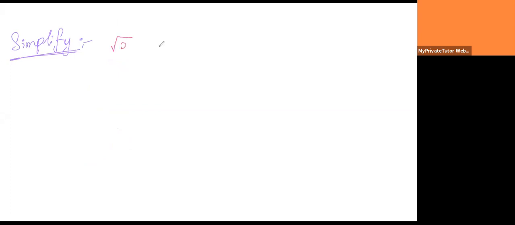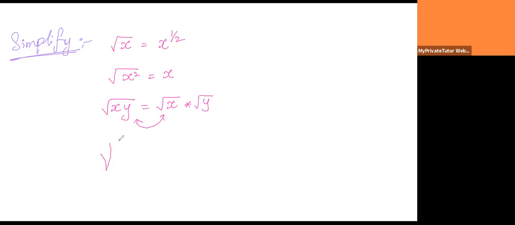So as I said, square root of x is nothing but x power 1 by 2. Square root of x squared is x. Let's take two variables, x times y, which is nothing but, we can split this. Square root x times square root y. Or else vice versa. And then division, square root of x divided by y, which is square root x divided by square root y.